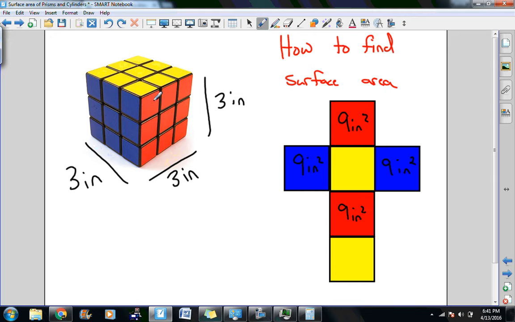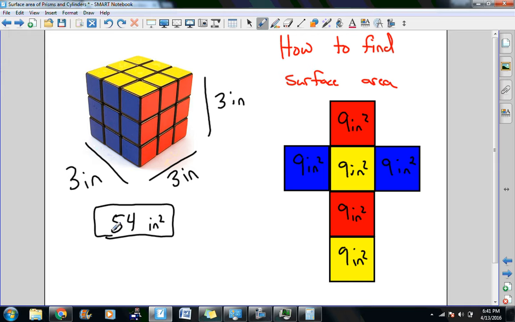And the yellow is still a 3 by 3 as well. So all of these would be the same. Therefore, the 6-sided object would be adding 9 6 times, or 9 times 6, which would be 54 inches squared. And unlike volume, which had cubic inches, surface area, even though it's of a 3-dimensional object, is still just the outside of the object. So it is still a 2-dimensional measurement, so it should have a 2-dimensional label, or square inches.